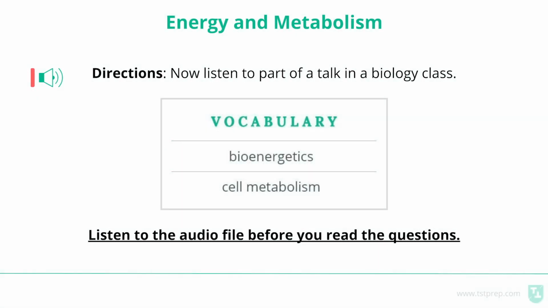Directions. Now listen to part of a talk in a biology class. Scientists use the term bioenergetics to describe the concept of energy flow through living systems, such as cells. Cellular processes, such as the building and breaking down of complex molecules, occur through stepwise chemical reactions. Some of these chemical reactions are spontaneous and release energy, whereas others require energy to proceed.